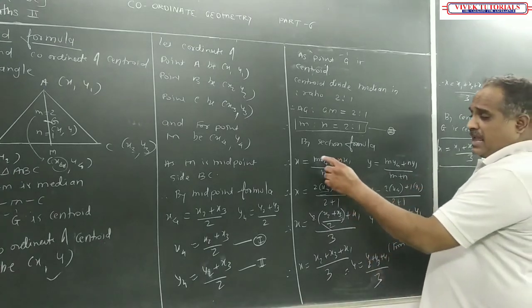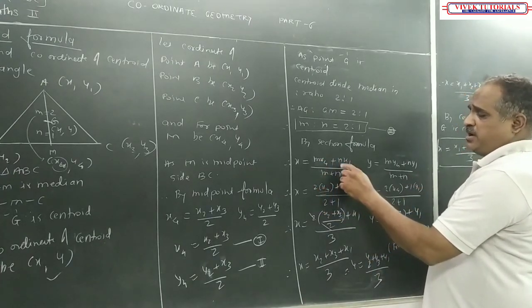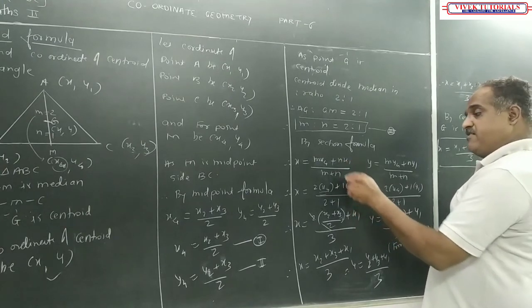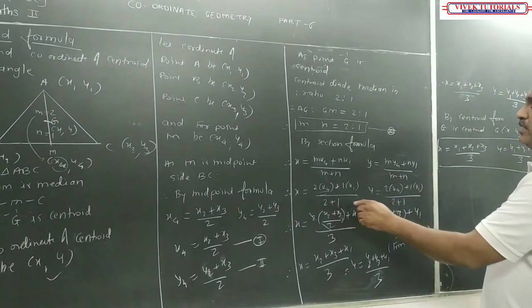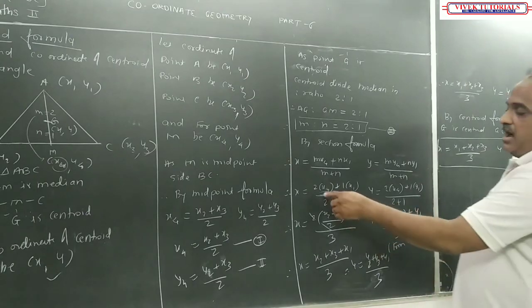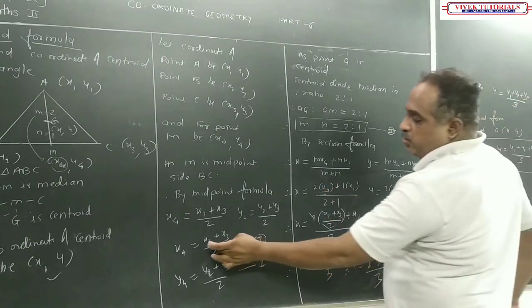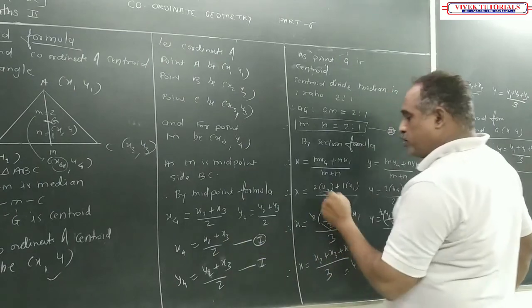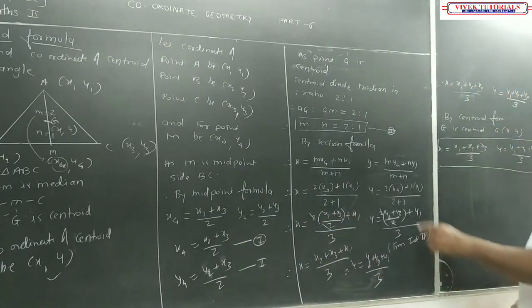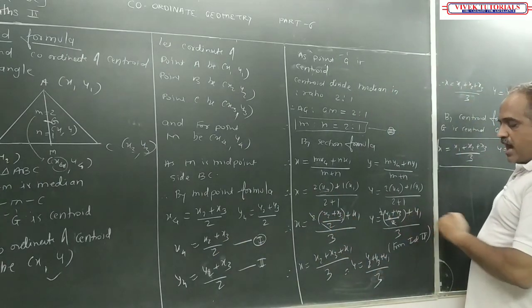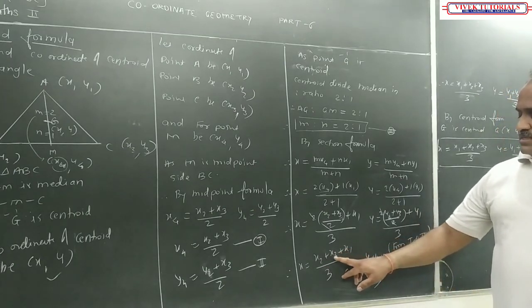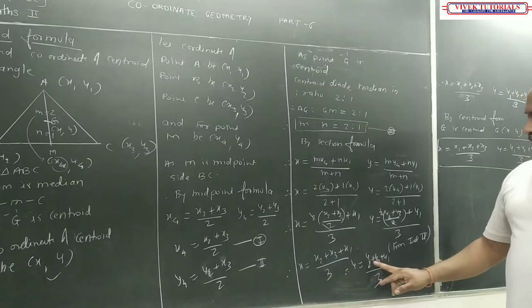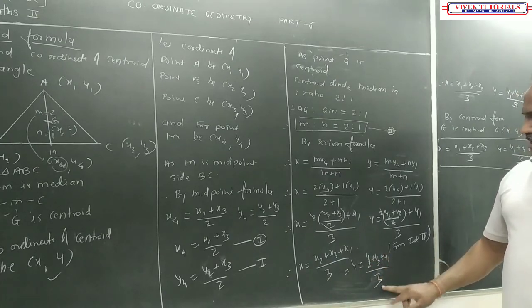But the value of M is 2, right? 2 into x4, 1 into x1, we have to put the value of N. The value of M stays here, the value of N, and M plus N is how much? 2 plus 1, 2 plus 1. What is the value of x here? The value of x4 was x2 plus x3 upon 2. Here the 2 cancels. y2 plus y3 upon 2, here also the 2 cancels, plus y1. So what remains? x2 plus x3 plus x1 upon 3, y2 plus y3 plus y1 upon 3.